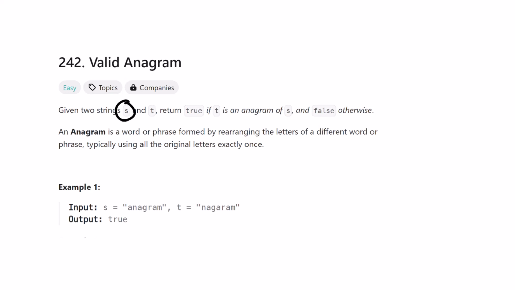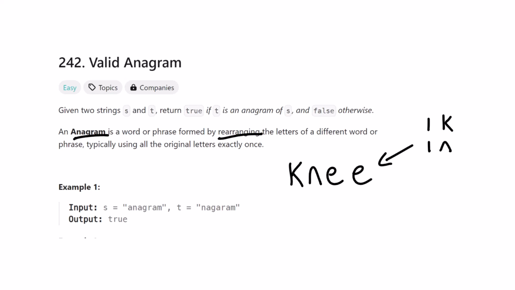So we're given two strings S and T, and we want to see if they're anagrams of each other, which just means we can rearrange the strings into each other. The thing to notice about this problem is that if we're given this as a string, then we can rearrange this string into any string with one K, one N, and two E's. So the count of each letter has all the information we want to figure out if two strings are anagrams of each other. They're anagrams whenever the counts are equal.